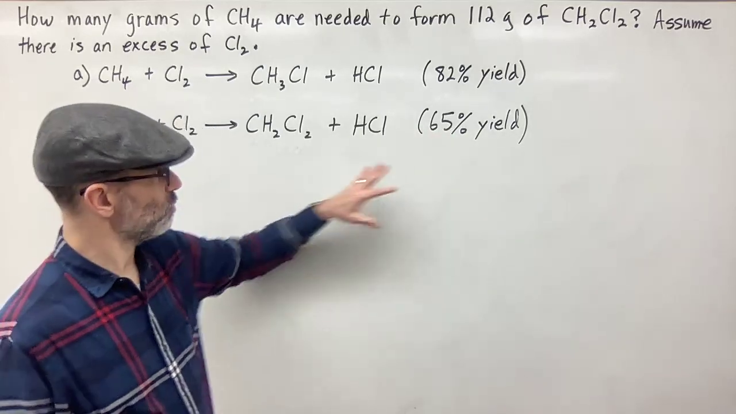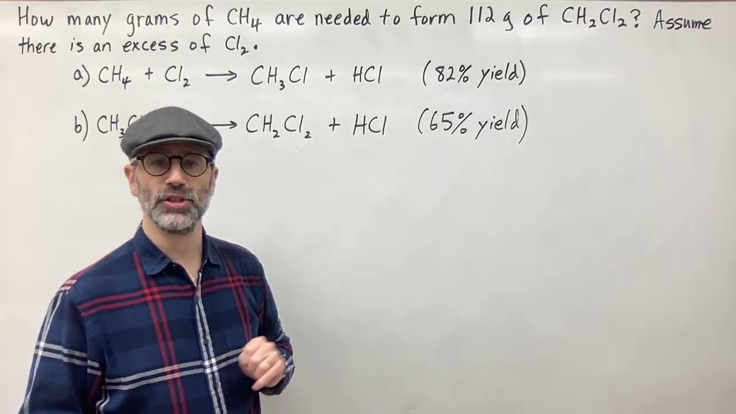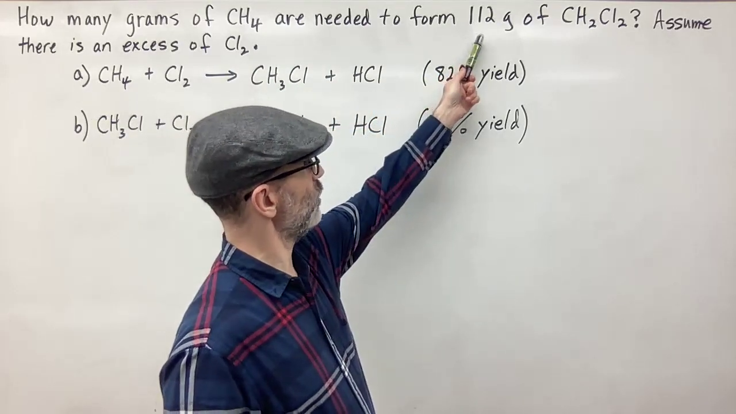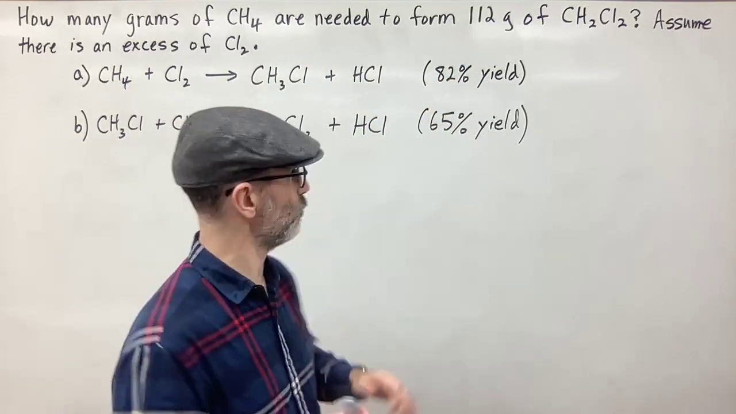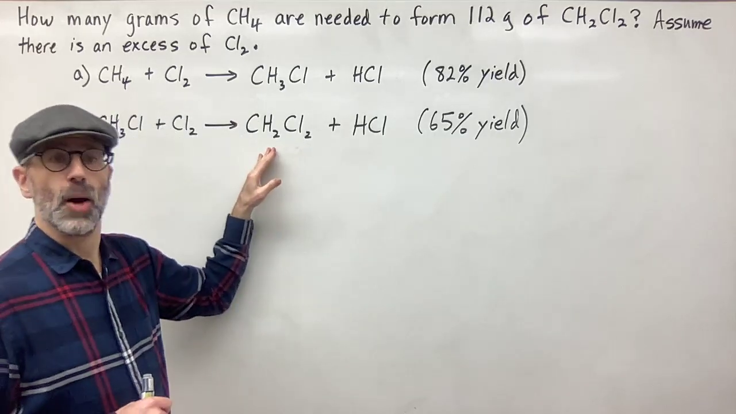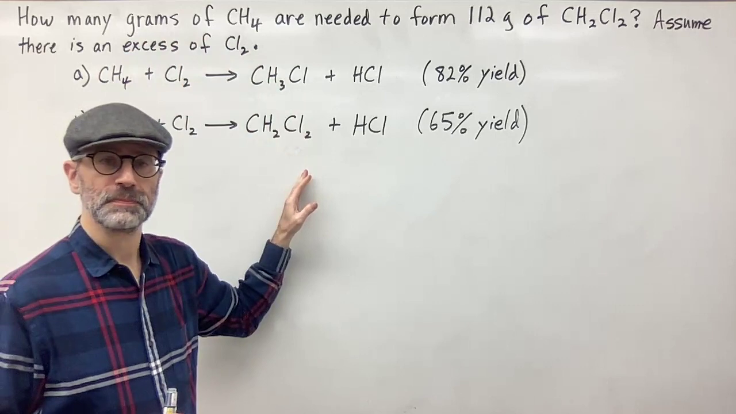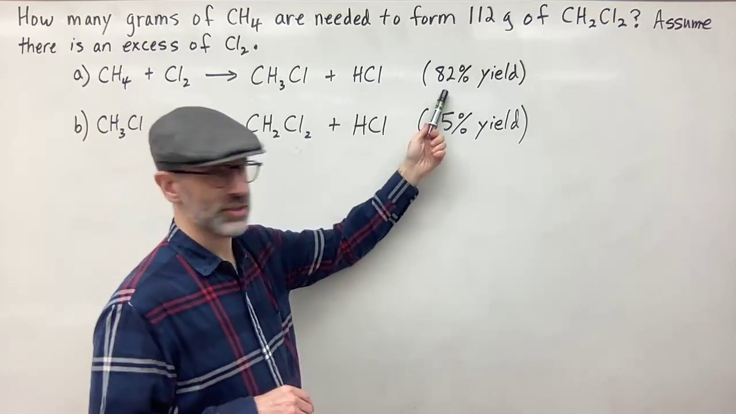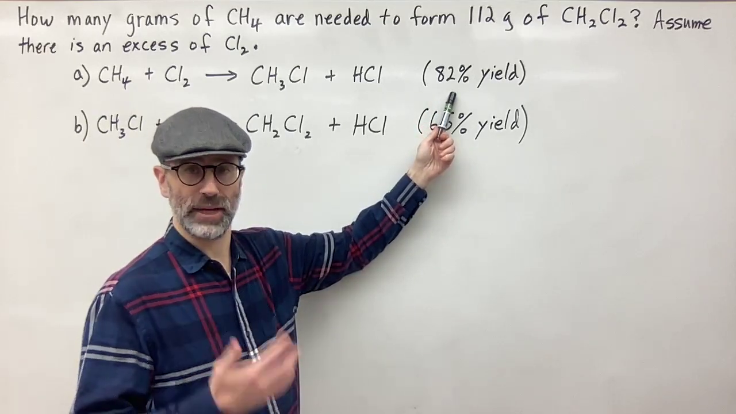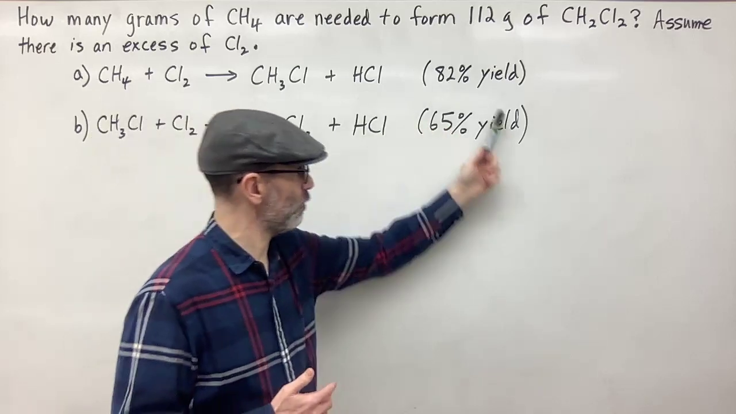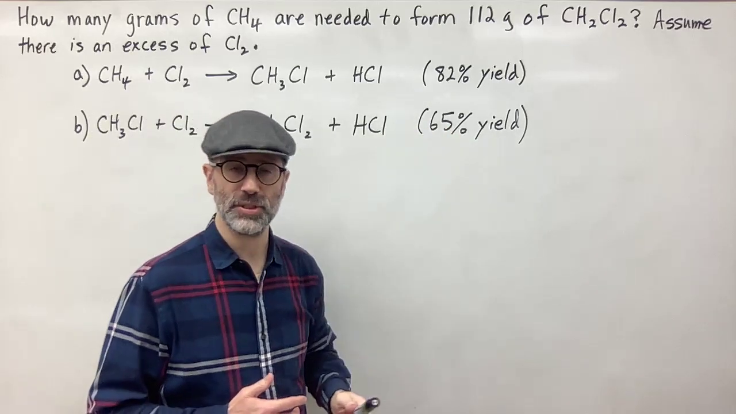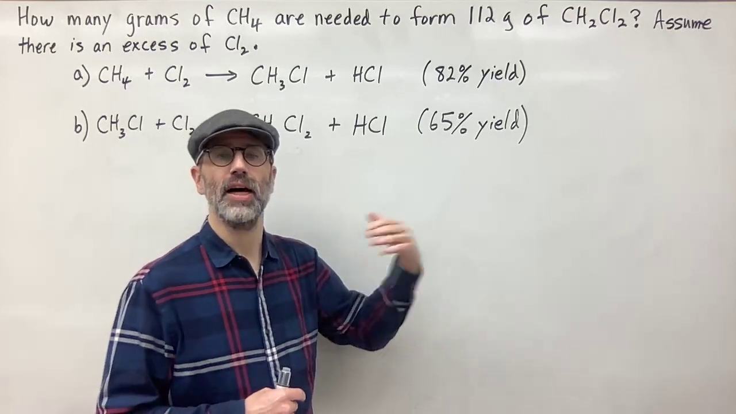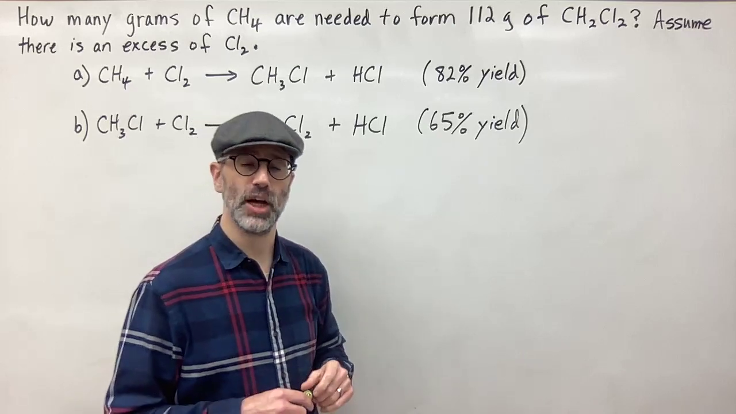So again, how do we use these in our conversion? They're telling us that we have yielded 112 grams. We want 112 grams of this product here going through this process. Okay, so how do we make sure, given that the first reaction only gives 82% yield, and the second one only gives us a yield of 65%, that we have at the end of the day 112 grams of this CH2Cl2?